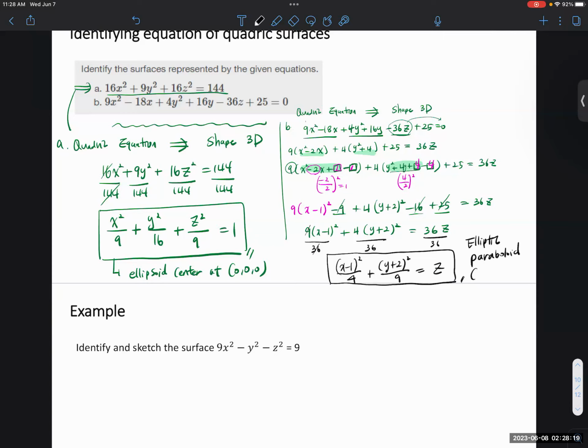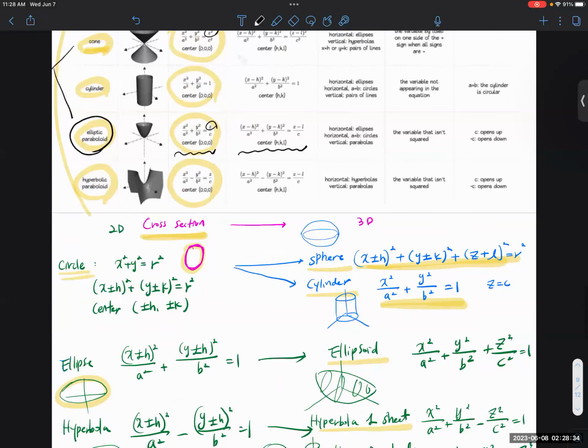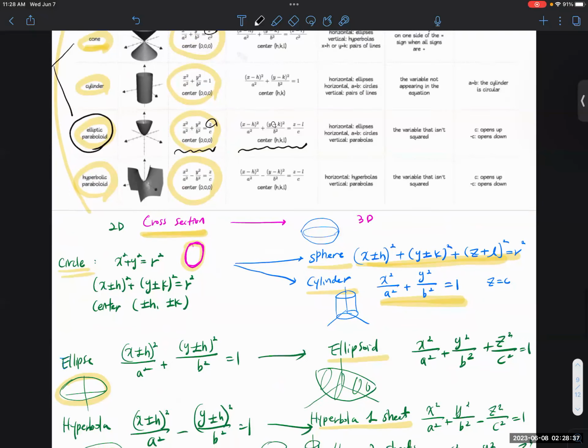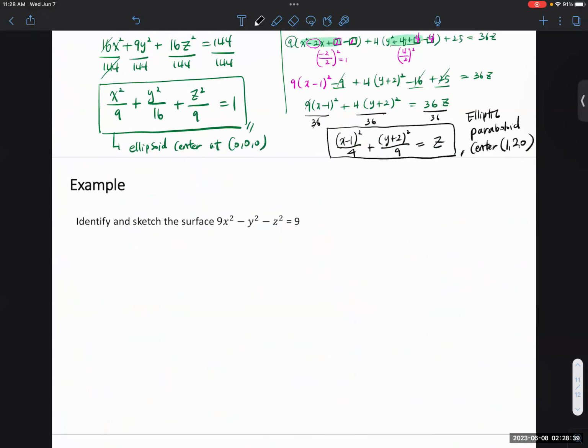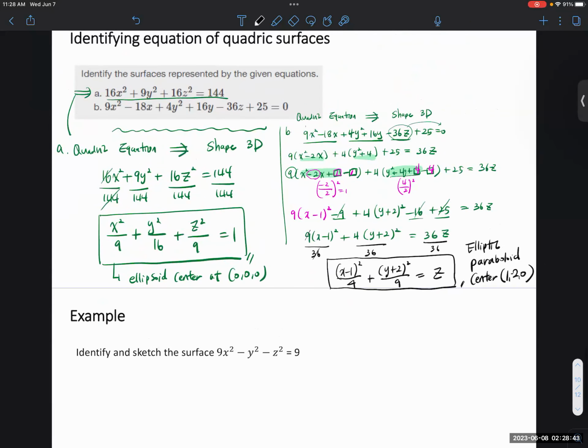So this is going to be an elliptic paraboloid with center (1, 2, 0). So this is the center. Okay, so let me go up. Actually, there's a negative. Negative is a default. So my bad, (1, -2, 0). So this is your elliptical paraboloid equation.